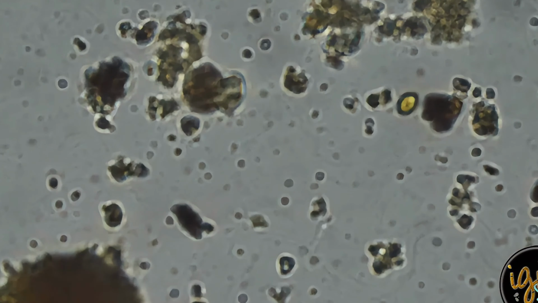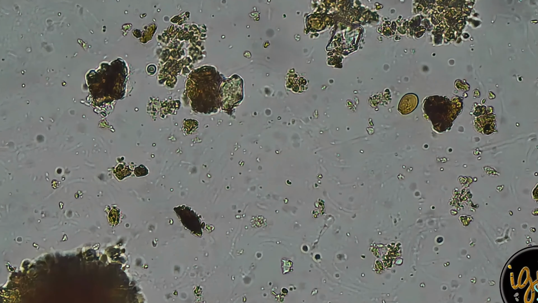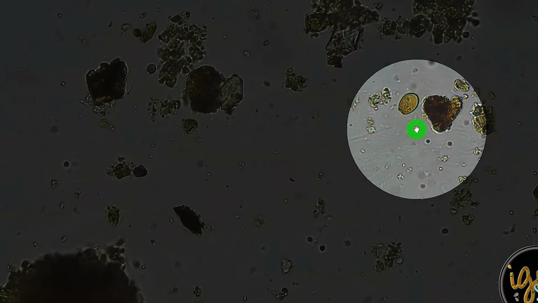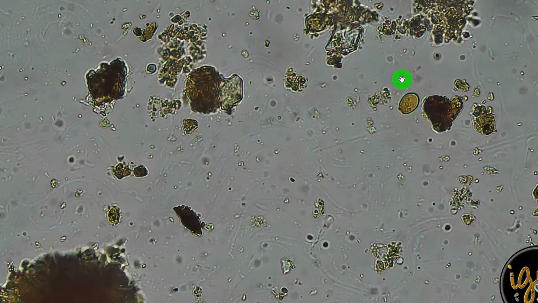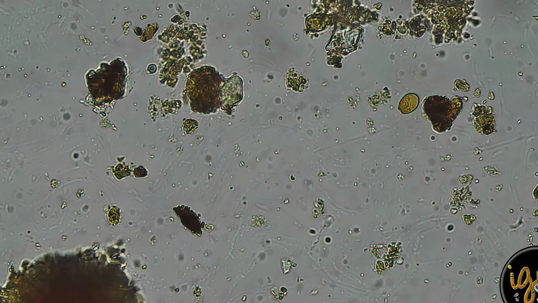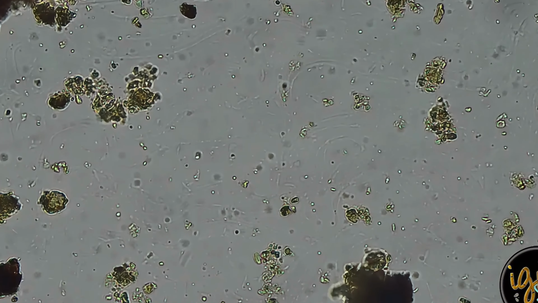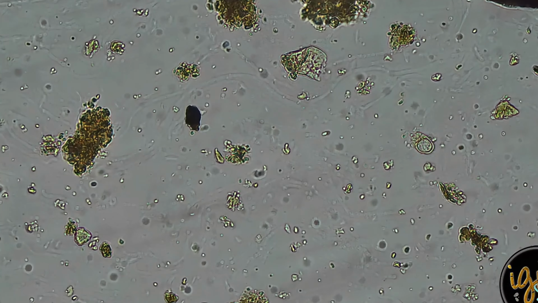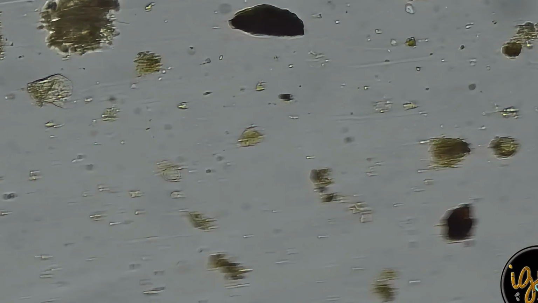Oh, that is cool. This is a testate amoeba. Another different color. I've been seeing those lately. I wonder if they're like seasonal. Because I've gone from never seeing that color to recently seeing it all the time. There's another amoeba there.